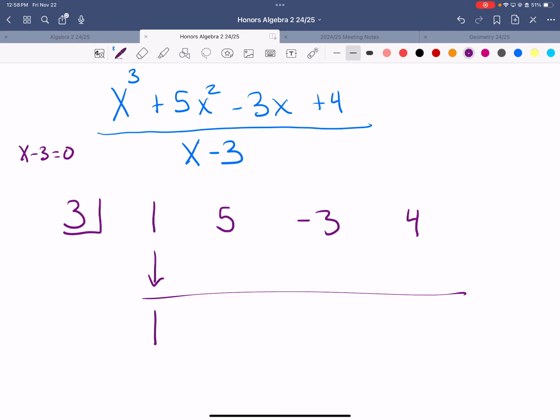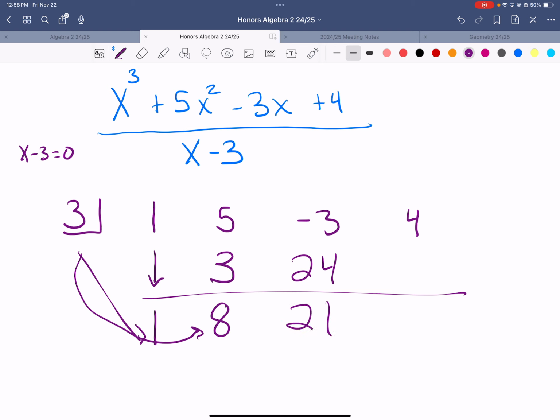Do that. Take these two and multiply them together. 3 times 1. 3, I hope. Add them or subtract them? Add them. 8. 8 times 3 is 24. Uh-oh. Negative 3 plus 24. 21. 21 times 3. 63. 63 plus 4. 67. 67 is our remainder down there.